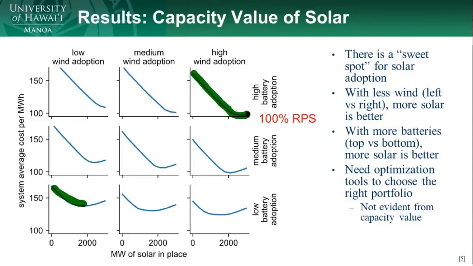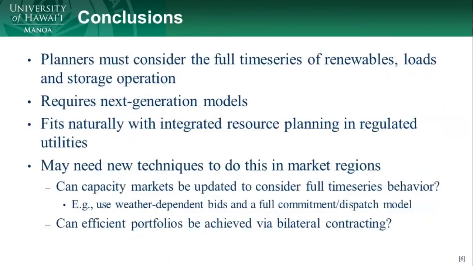So I would argue that you need tools that really are economic optimizing tools to decide the whole portfolio of what to build. And that mathematically looks quite a lot different from the type of models that are used for capacity markets now. For this capacity expansion, there's room for this kind of more advanced capacity planning in the integrated resource planning processes that regulated utilities use. And we've been doing that here in Hawaii. It's a little harder to see how that can work in market regions.